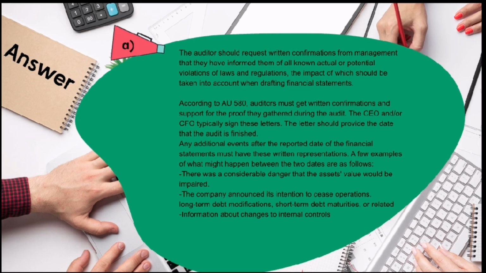The CEO and/or CFO typically sign these letters. The letter should provide the date that the audit is finished. Any additional events after the reported date of the financial statements must have these written representations. A few examples of what might happen between the two dates are as follows. There was a considerable danger that the asset's value would be impaired, and the company announced its intentions to cease operations. Long-term debt modifications, short-term debt maturities, or related information about changes to internal controls.